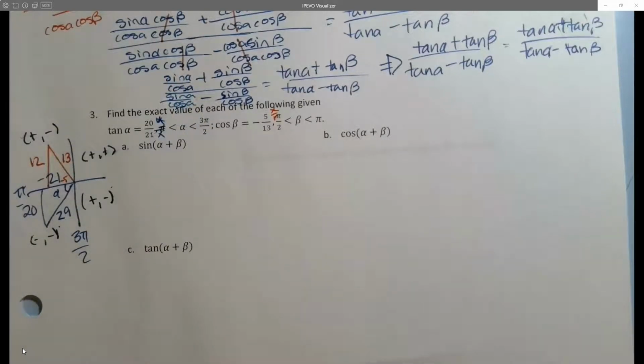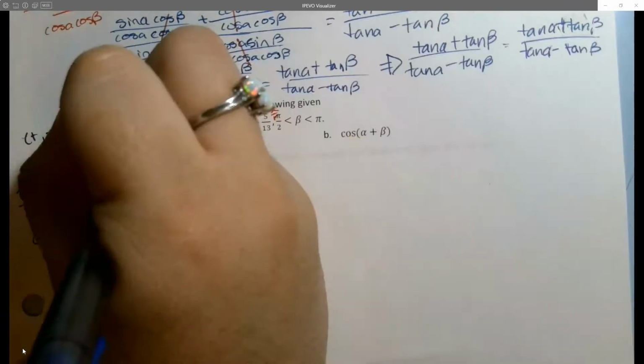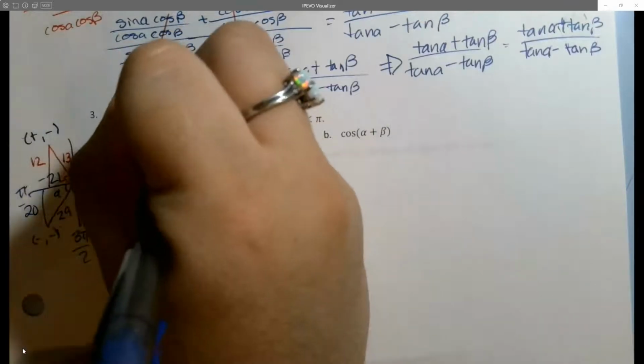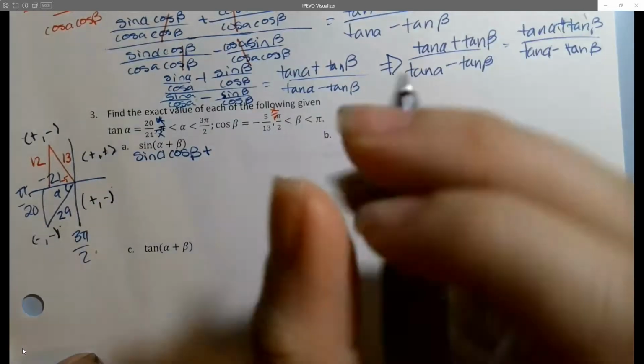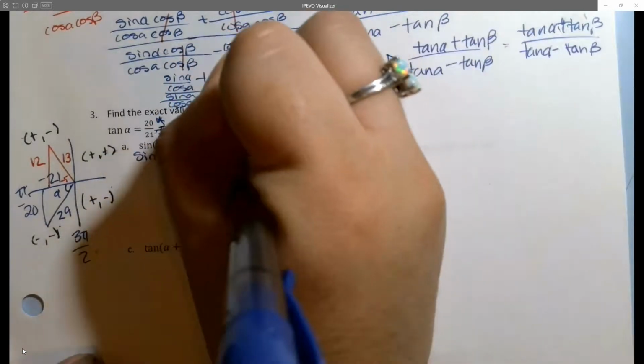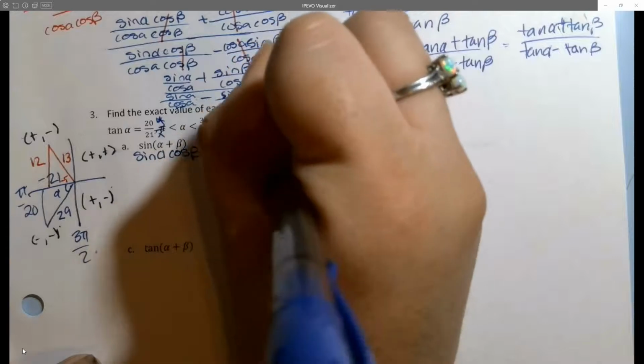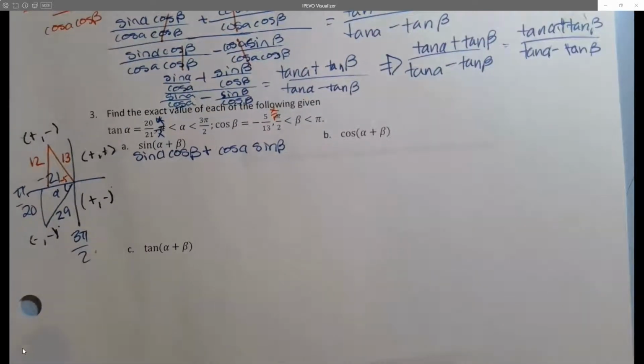Okay. So part A wants me to find the sine of alpha plus beta. So I'm plugging into the sum formula for sine. So this is sine of alpha, cosine of beta, plus cosine of alpha, sine of beta. So I want to go ahead and find my values for those four trig functions.